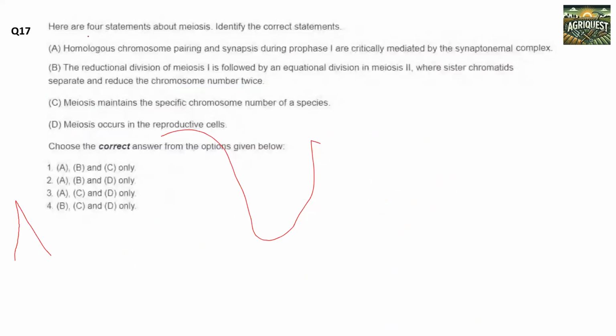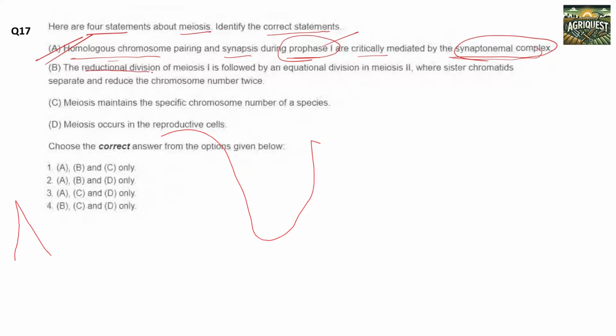70 number question. The four statements about meiosis, identify the correct statement. The homologous chromosome pairing and synapsis in prophase 1 are critically mediated by the synaptonemal complex. Homologous chromosomes pair in prophase 1 of meiosis 1, it is correct. In the zygotene stage, the synaptonemal complex is formed. After that, the crossing over happens.